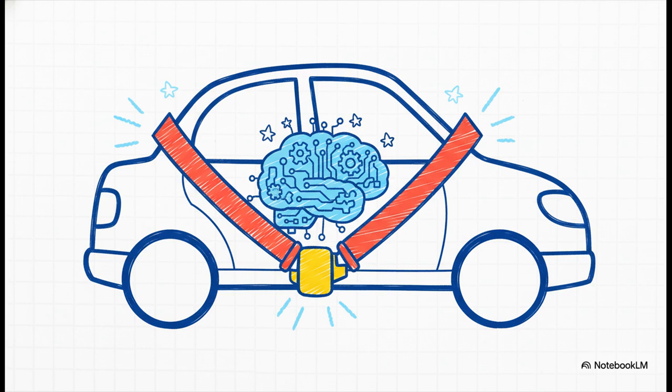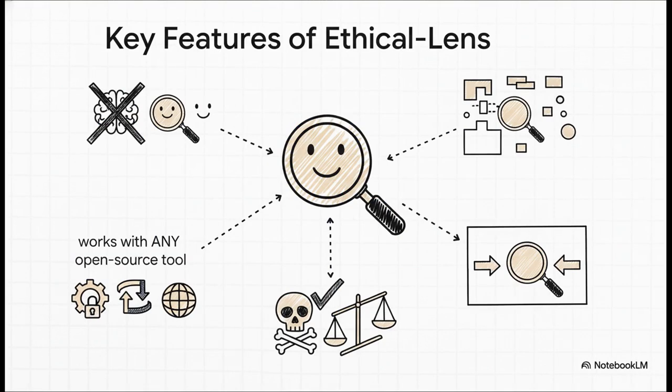You don't have to go in and rebuild the car's engine from scratch, right? You just add this external safety feature, and suddenly it's a whole lot safer to drive. And what's so cool about this approach is that the ethical lens is a universal external thing. You don't have to retrain the super complex AI model itself, which would be a massive job. Instead, you can just plug it in to basically any open source tool. And here's the crucial part.